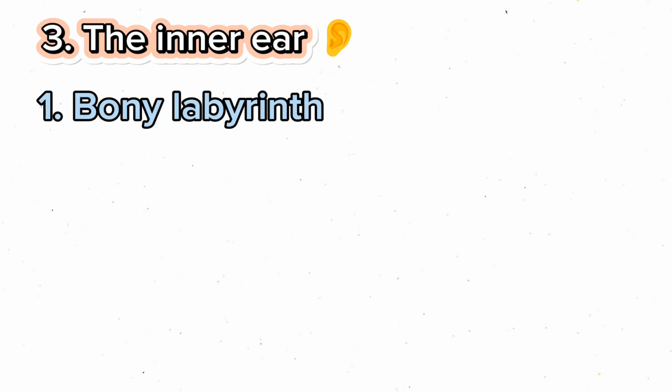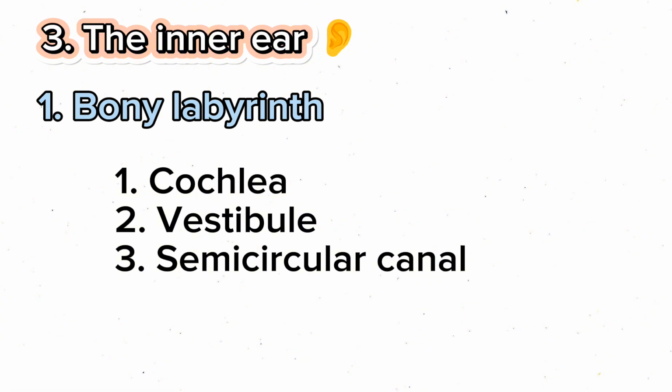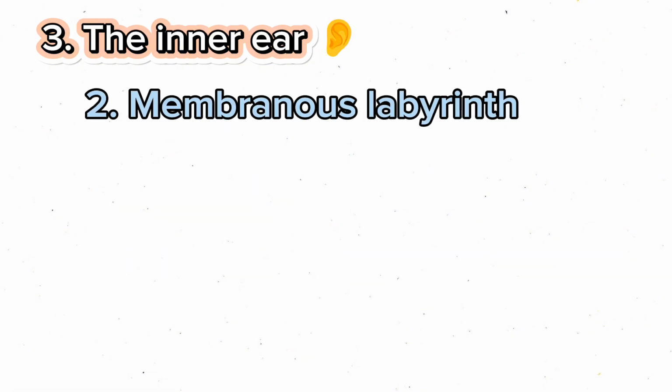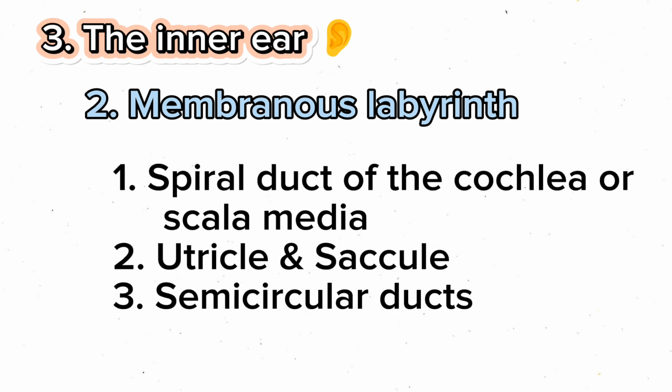1. Bony labyrinth consists of 3 parts. 1. Cochlea. 2. Vestibule. 3. Semicircular canal. 2. Membranous labyrinth consists of 3 parts. 1. Spiral duct of the cochlea or scala media. 2. Utricle and saccule. 3. Semicircular ducts.